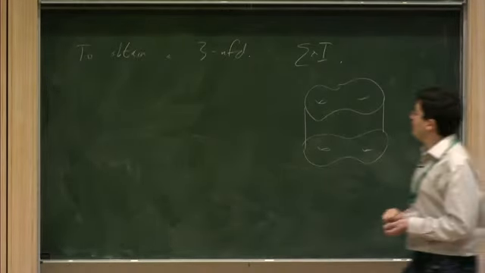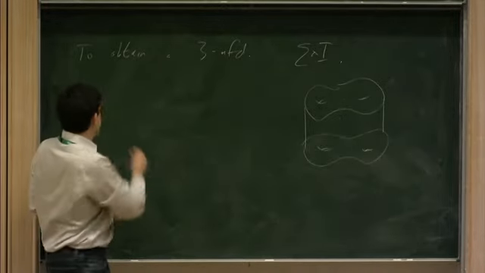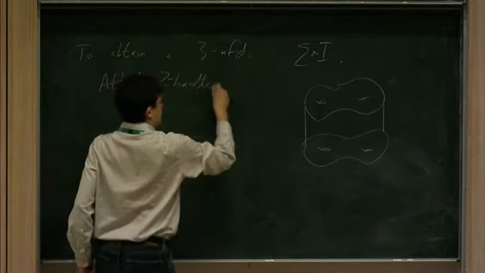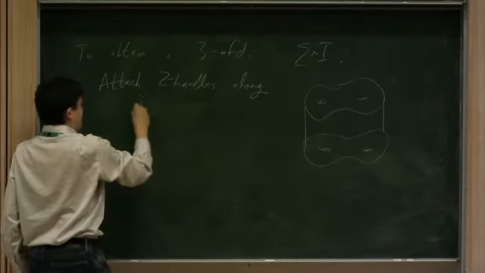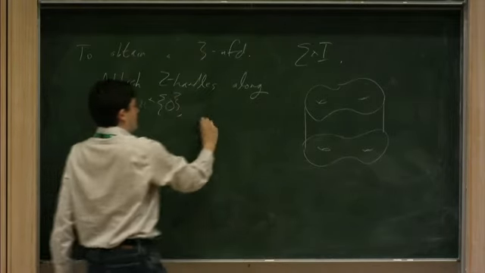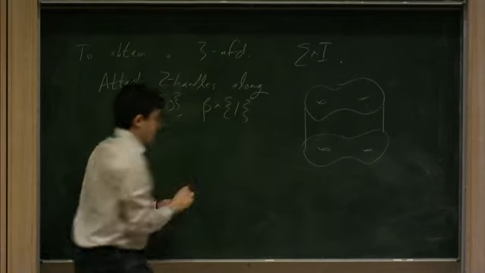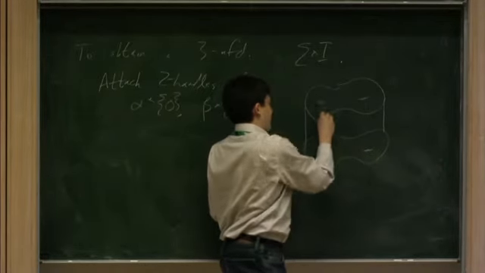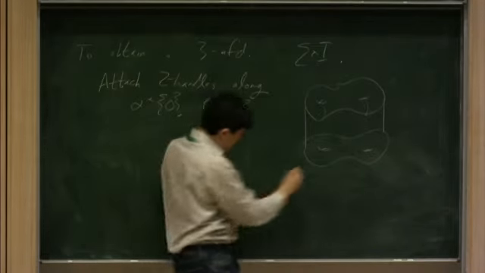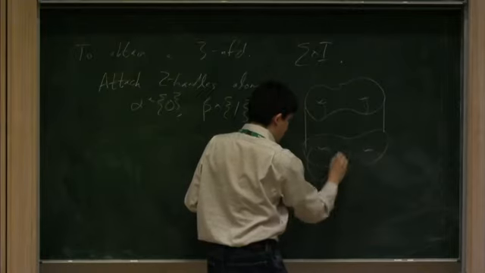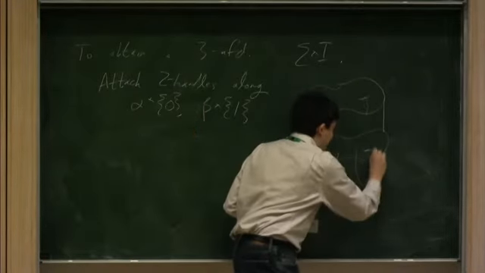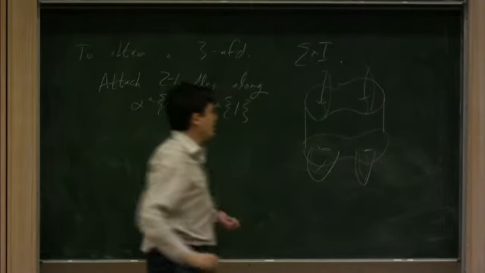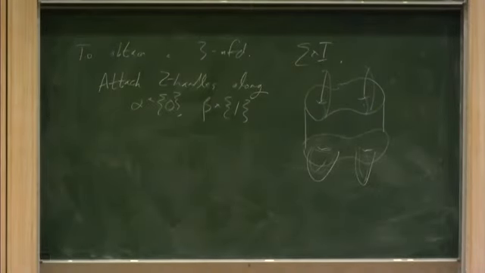Okay, and then what we'll do is we're going to attach our two handles along the alpha at the bottom and the beta at the top. Okay, so maybe these are my alpha circles and these are my beta circles, and so we'll attach these two handles there. Okay, and then the two handles on the top. Okay, that's really impressionistic artwork there.